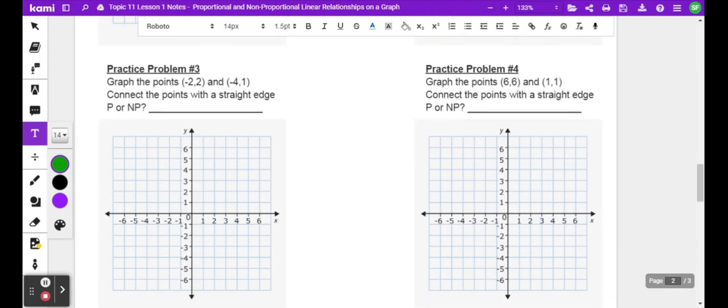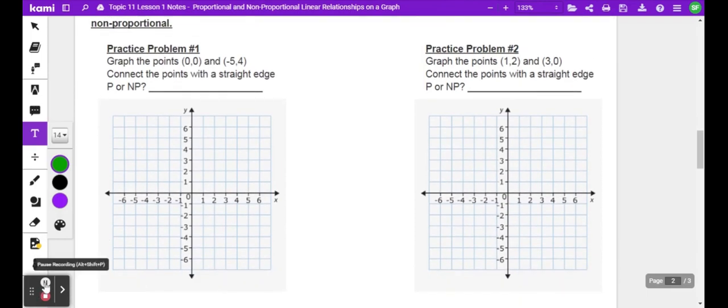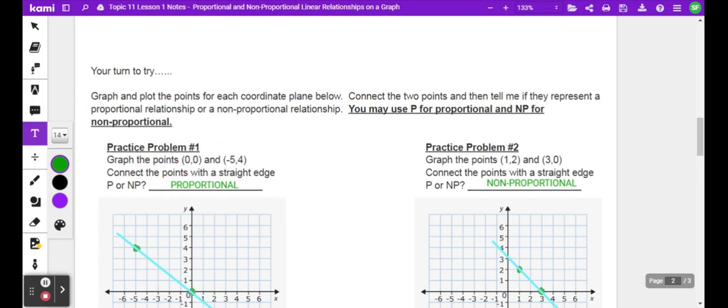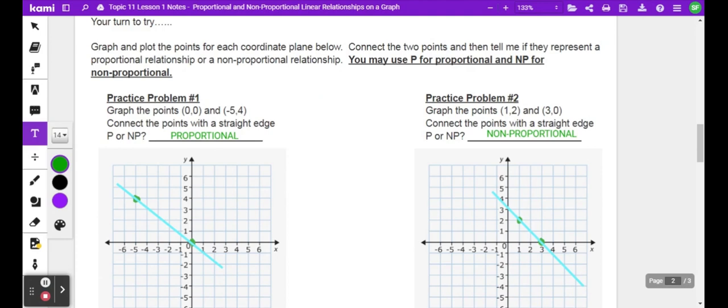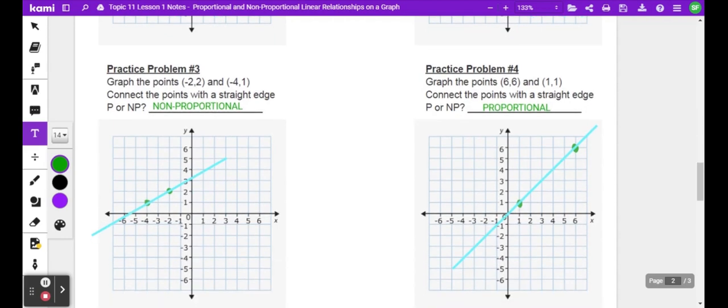You can check back in a few seconds and I'll have the results up there for you to look at. All right, here are the results for the practice problems that I've asked you to do on your own. Double check a couple of things. Make sure your points are plotted in the correct spot. Make sure your lines look like mine, and then make sure you have identified them as proportional or non-proportional correctly. If you have any questions or something is not making sense to you, don't be afraid to ask questions. Come talk to one of us so we can clarify before we move on.